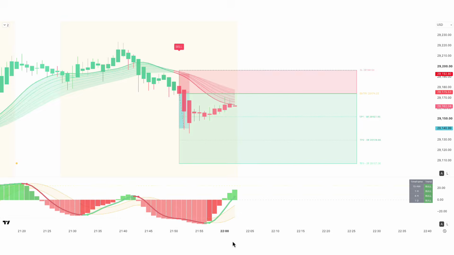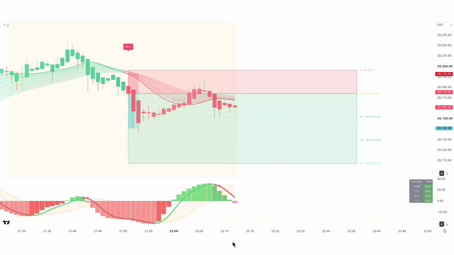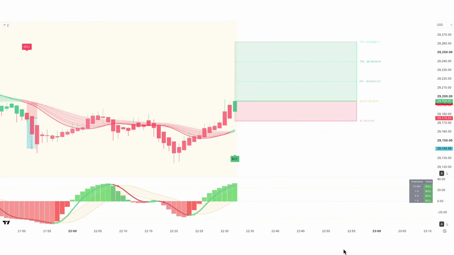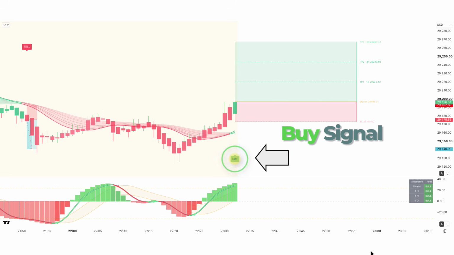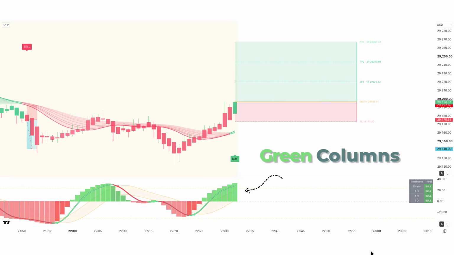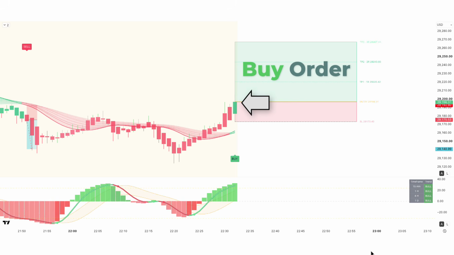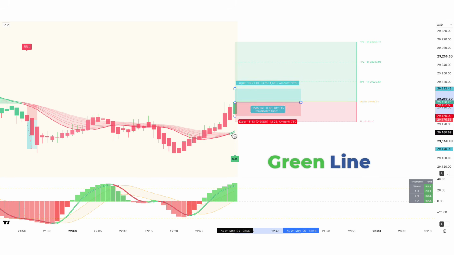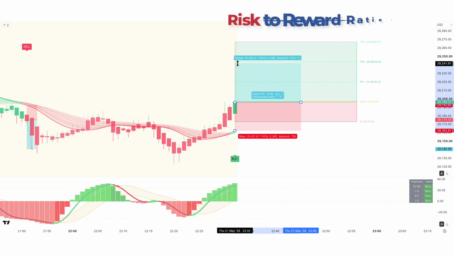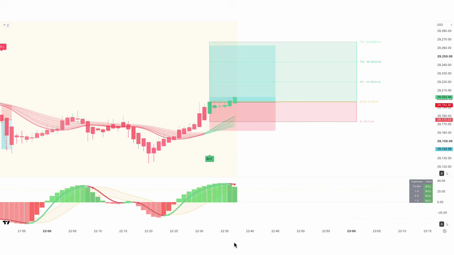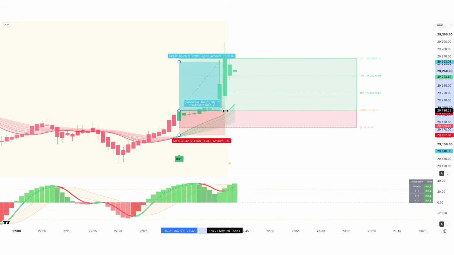Let us now understand the long position. When the Adaptive Momentum Ribbon shows an arrow up, this is a buy signal. When the Xtrender indicator shows green columns, and when the market forms a bullish candle, if this condition is fulfilled, then we will place a buy order. Our stop loss is to be placed at the green line, and the risk to reward ratio will be 1:2. The market has completely hit the target.